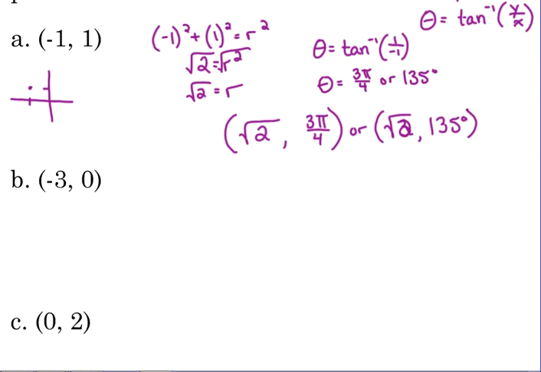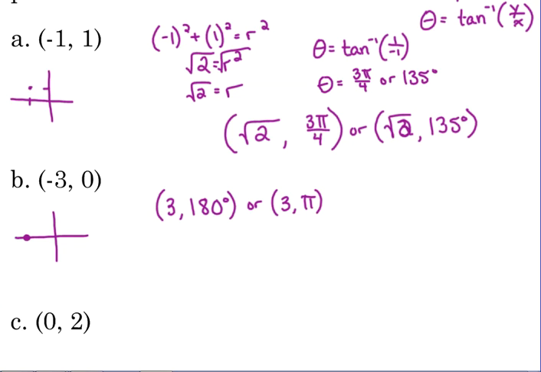All right, -3, 0. -3, 0. Start by plotting the point. That is on the negative x-axis. I really don't think that we even need to do the calculations. All right, that's a radius of 3, and the angle is 180, or pi.